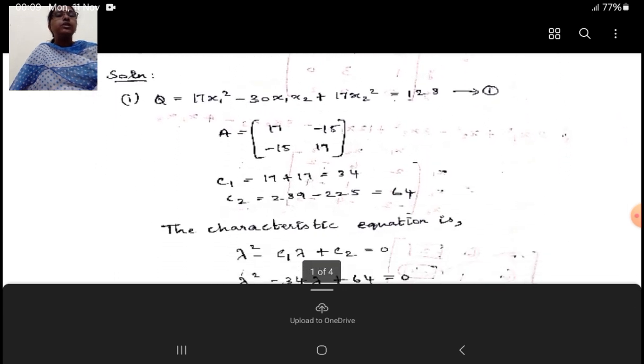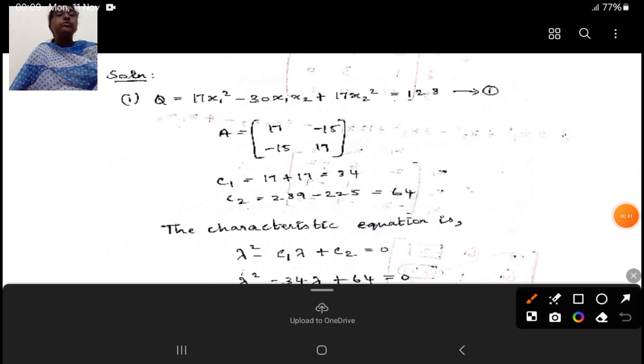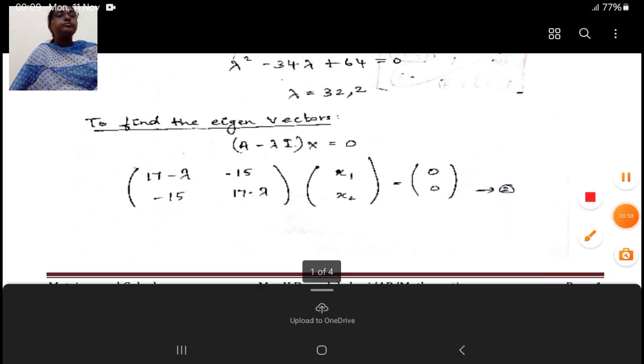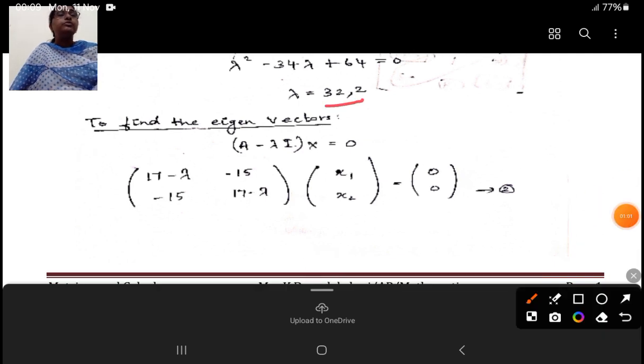First thing we want to calculate, as we already discussed earlier, is to go from this quadratic form to the diagonalized matrix. Diagonalized matrix means first we choose the matrix, and then from the characteristic equation we write the equation and get the lambda values. The lambda values are 32 and 2. For these we can calculate the corresponding eigenvectors.